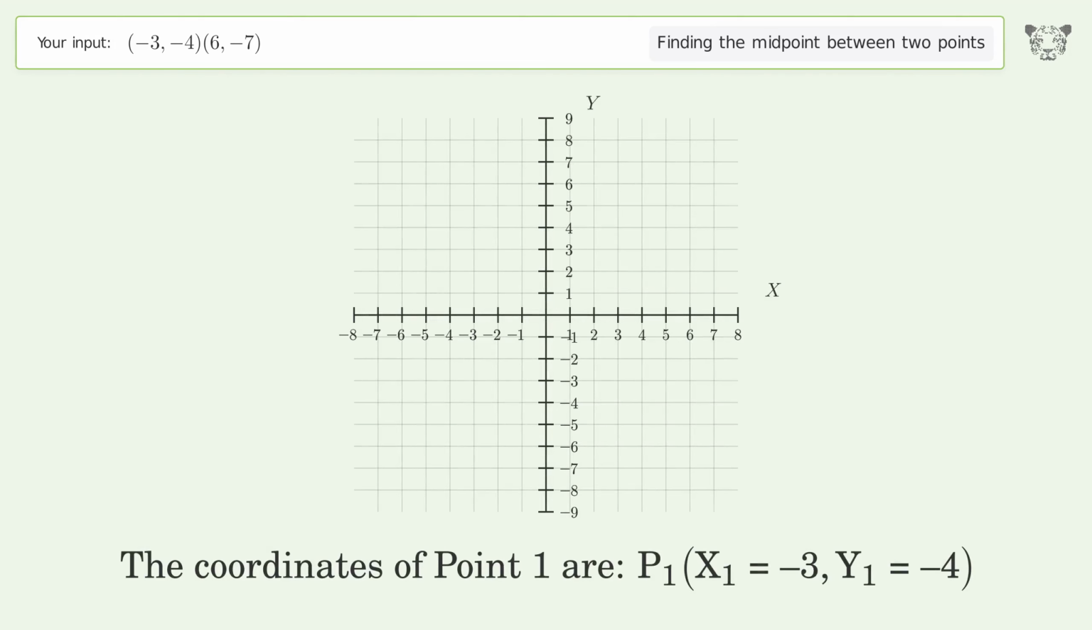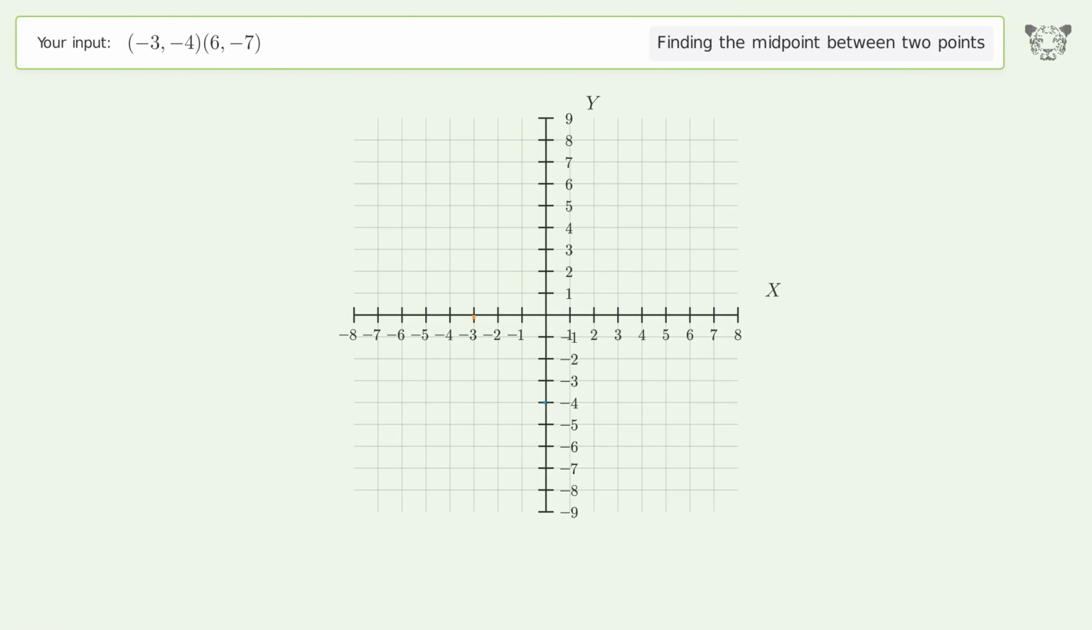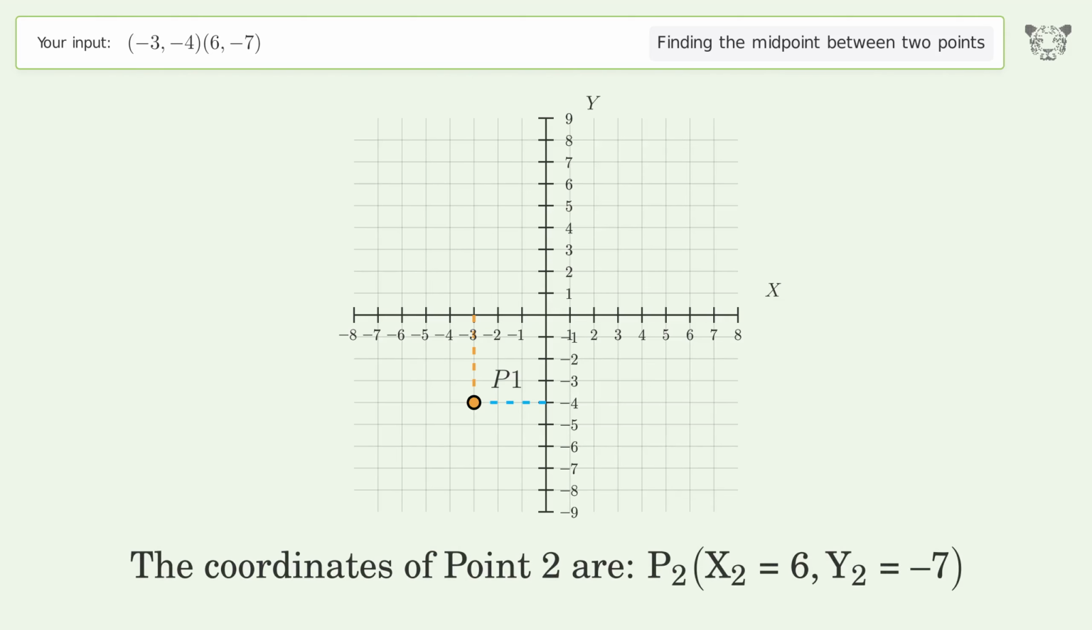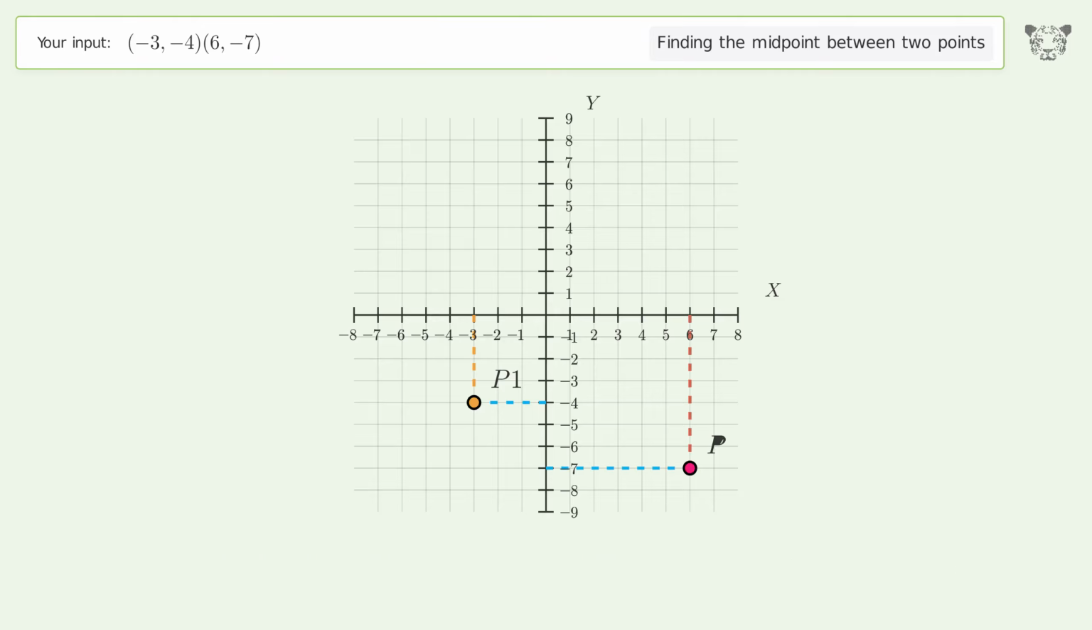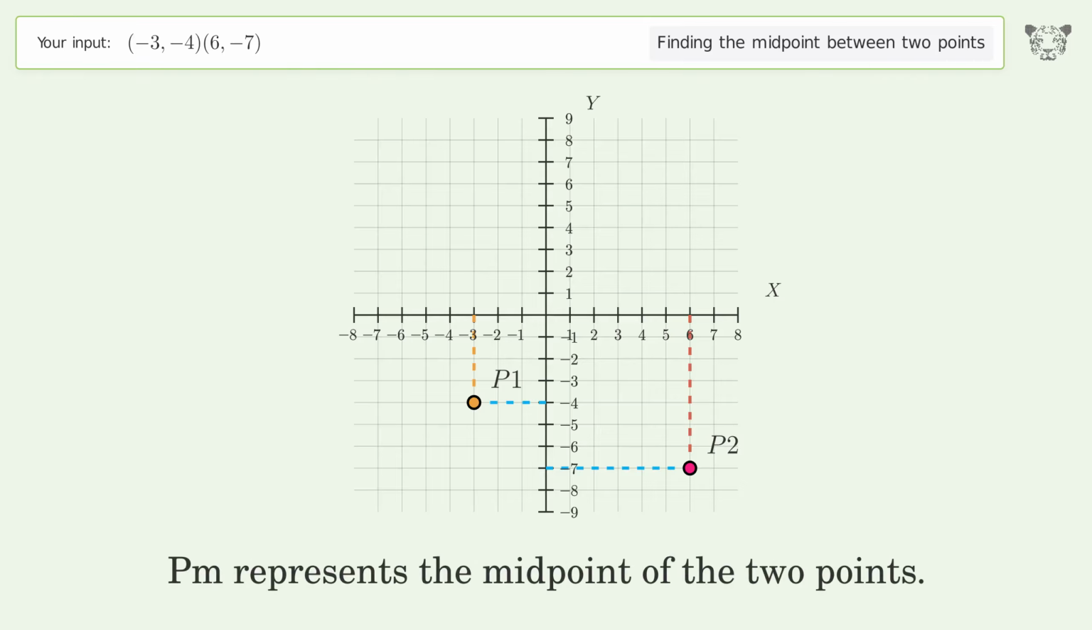The coordinates of point 1 are, x1 equals negative 3, y1 equals negative 4. The coordinates of point 2 are, x2 equals 6, y2 equals negative 7. PM represents the midpoint of the 2 points.